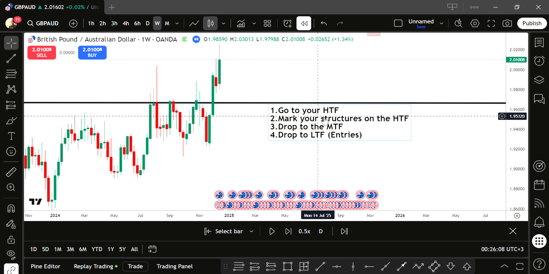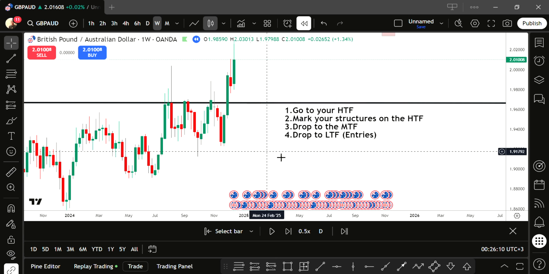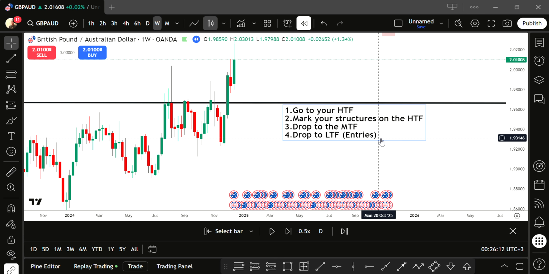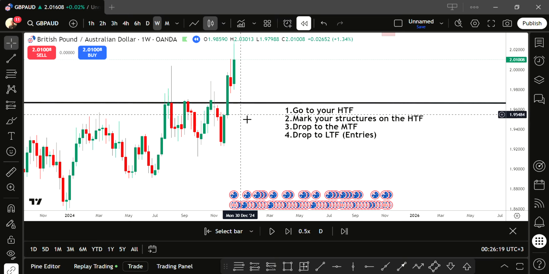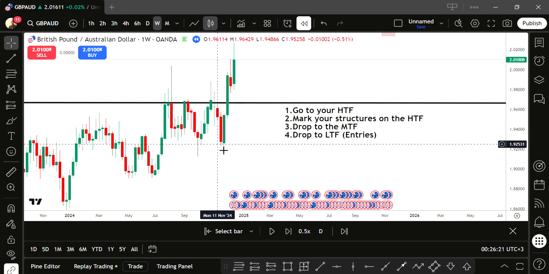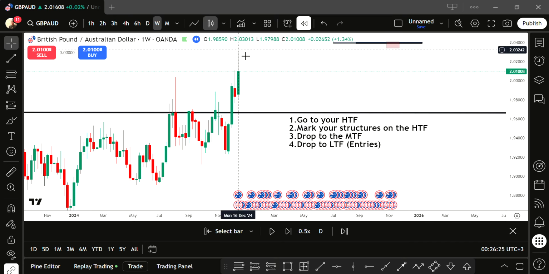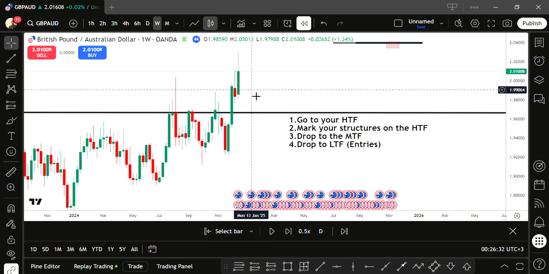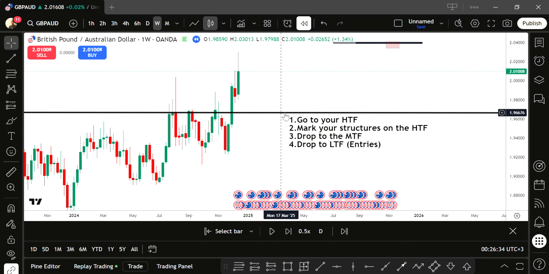So good. After marking our structures, what do we want to see, guys? We have marked out our structures very well. Now we want to drop down to the lower time frame, but before we go there, we want to look at where price is. Currently price is up here, and there is a huge rejection from the upside, which signifies that price might want to retrace. And if it's retracing, where is it going? It might be coming to this support here. Good. So now what do we do?